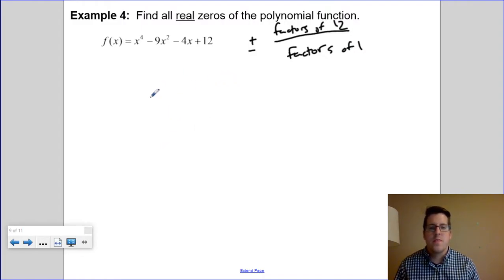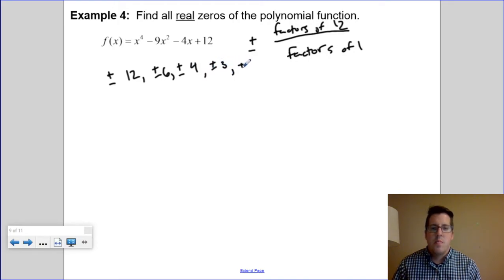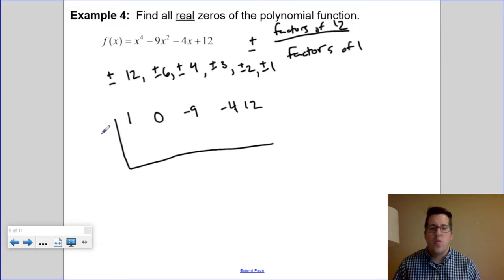I love it when one of my coefficients is 1, because that means I have much, much less work. So my possible rational zeros are plus or minus 12, plus or minus 6, plus or minus 4, plus or minus 3, plus or minus 2, and plus or minus 1. I'm always going to start by plugging in 1. So I'm going to set up my synthetic division, and I'm going to see if 1 works.